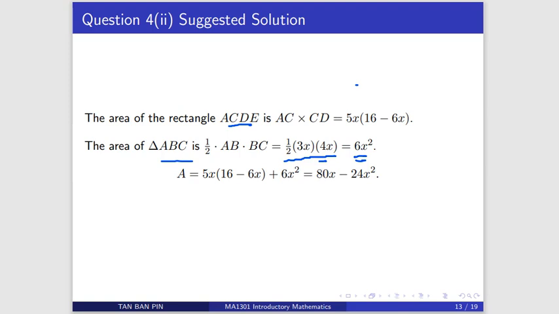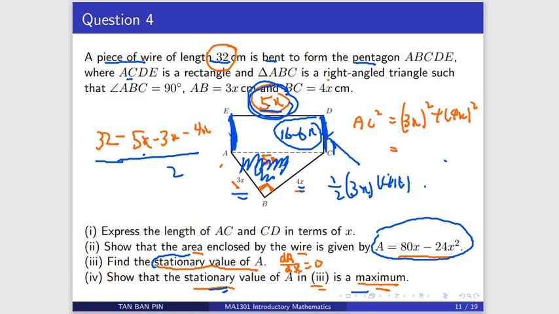So that's why it's 5x times 16 minus 6x plus half times 3x times 4x. You get 6x squared for the area of the triangle, and for the rectangle it's 5x times 16 minus 6x. If you add them up and simplify, it should give you 80x minus 24x squared, which is what you wanted to show.